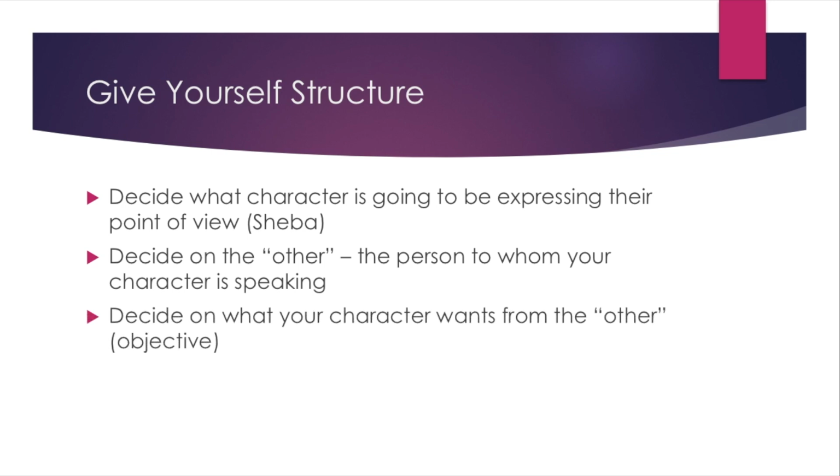Next, you're going to decide on what your character wants from the other. So if I'm writing a monologue from the perspective of Sheba, I'm going to decide what it is that Sheba wants to express and what she wants. A want, a goal, or a need is called an objective.